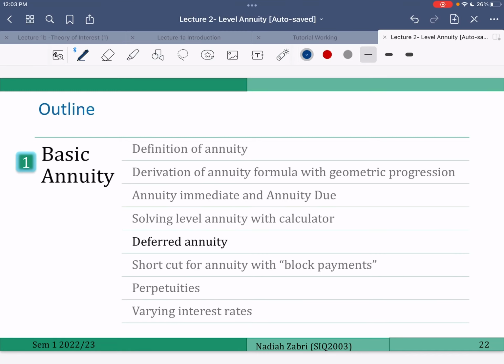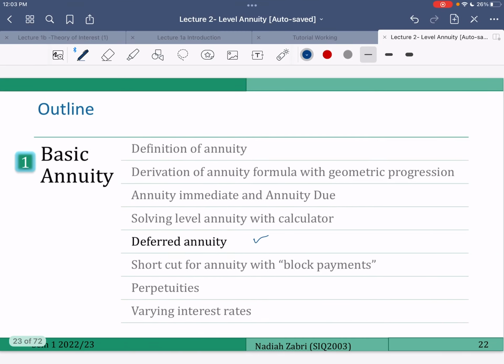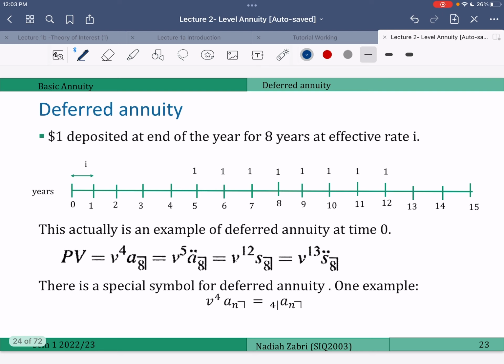Okay, now we're going to deferred annuity. We saw this example before. Basically, we have an annuity with 8 payments: 1, 2, 3, 4, 5, 6, 7, 8. And so it can be evaluated in many ways, right? As I said, if we evaluate it at time 4, then we will get A angle 8. So that will be evaluated at time 4.